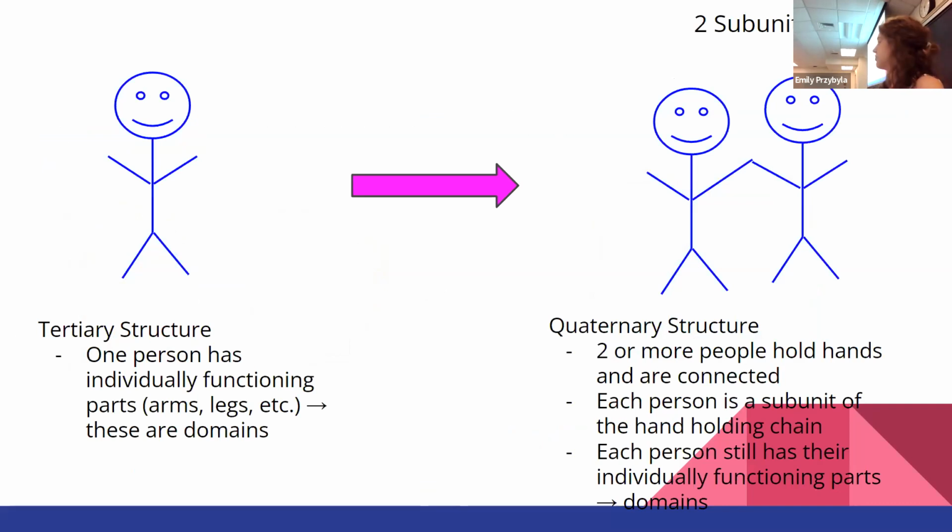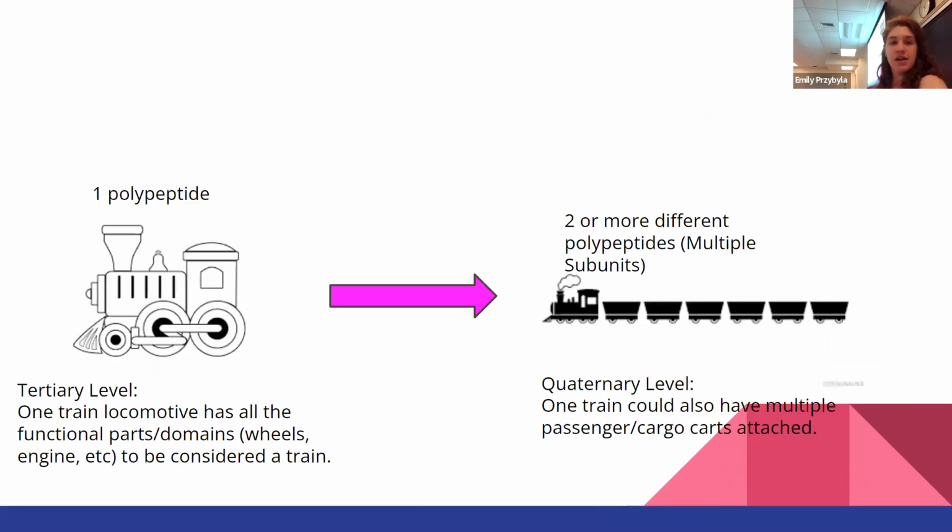So tertiary structure is one person. Subunits, two subunits would be quaternary, if this helps you visualize better. And each person represents a polypeptide. You can also think of it as a train, like just the single train. And so these are good for, if you want to look back at the slides, saying the domains might be the wheels. So while there's multiple subunits, they all have wheels. And in this case, all the wheels are doing the same thing. So the wheels would be a domain.